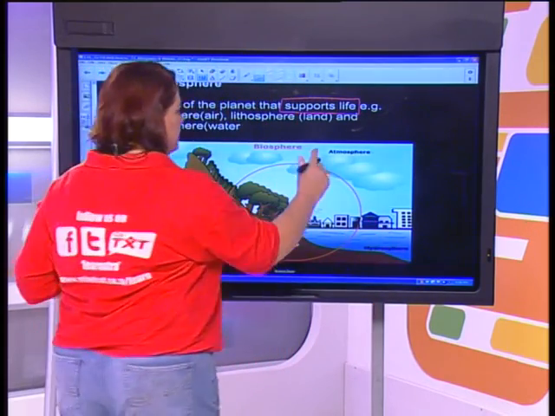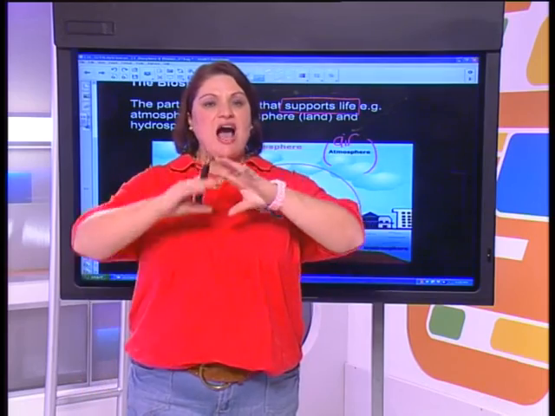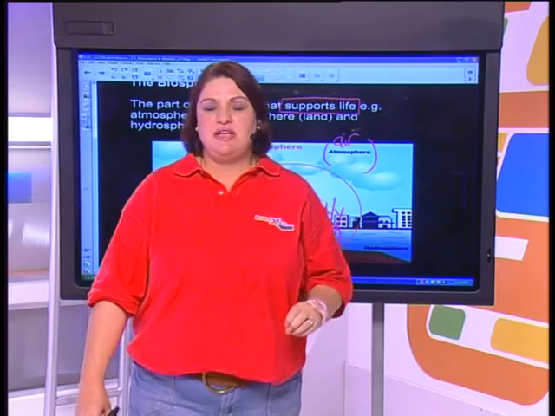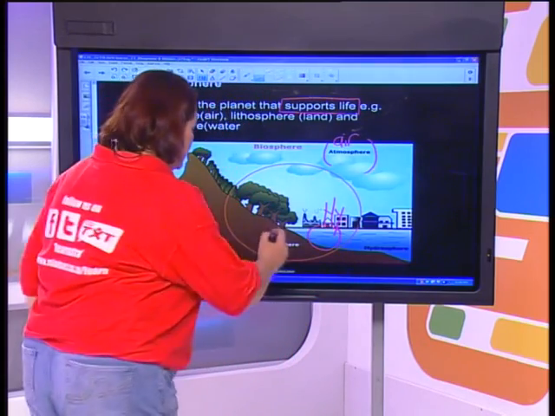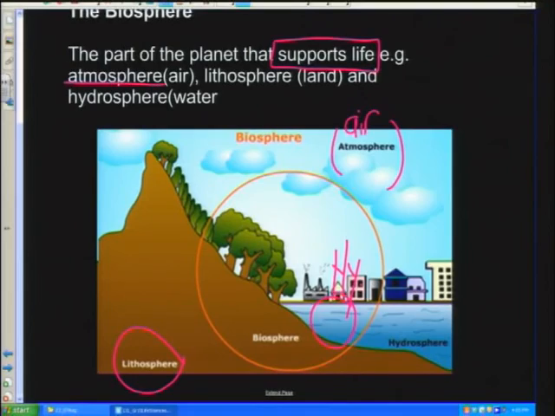When we look at air, we're going to look at atmosphere. Our atmosphere is our air. Here we have water: hydro. Remember, whenever we talk about water, hydro means water. So our hydrosphere is the area, sphere is like an area, where the organisms are adapted to living in water. Then our land is our lithosphere. So you need to understand, atmosphere is air, lithosphere is land, and hydrosphere is water.